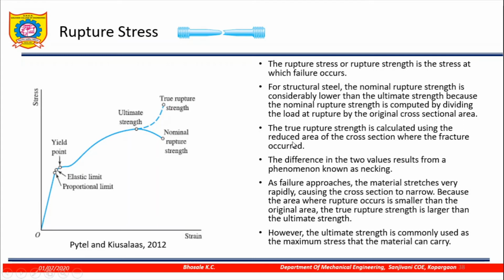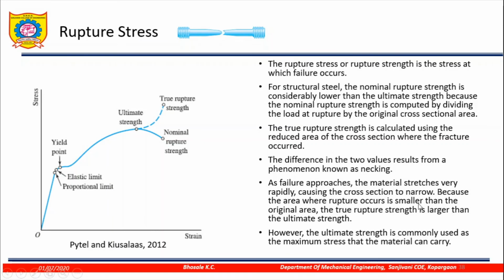The rupture stress or rupture strength is the stress at which the failure occurs. For structural steel, the nominal rupture strength is considerably lower than the ultimate strength, because the nominal rupture strength is computed by dividing the rupture load by the original cross-section area. So there are two graphs, one is the engineering stress and strain curve, another is the true stress and strain curve. In the case of the engineering stress curve, we divide the load by the original area and then find out the curve. The rupture strength is calculated using the reduced area of the cross-section where the fracture occurred.